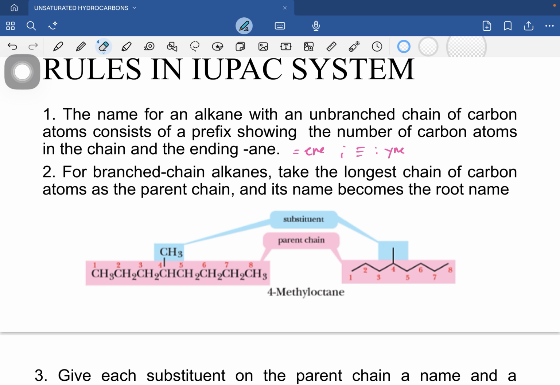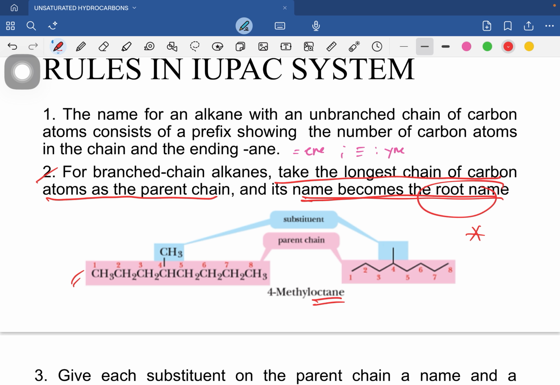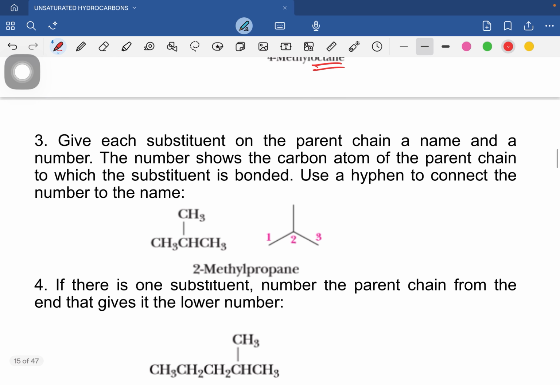As for our rule number 2, for branched chain alkanes, take the longest chain of carbon atoms as the parent chain, and its name becomes the root name. So yung example natin kanina, hinanap natin yung ating carbon chain that will give you the longest chain of carbon, and you take it as the parent chain, tapos yun yung root name ninyo. This is the root name, your octane, kasi there's a total of 8 carbon in the formula.